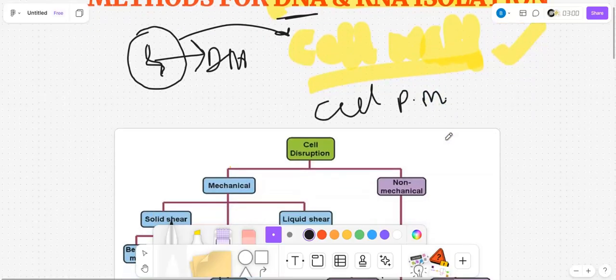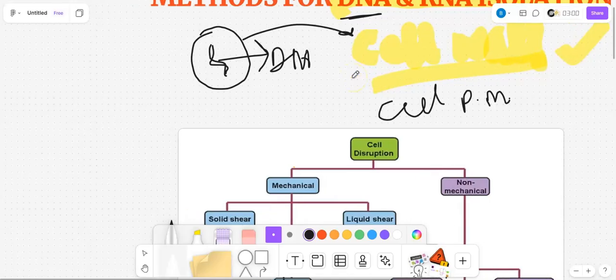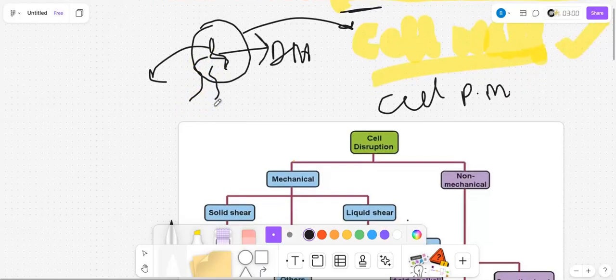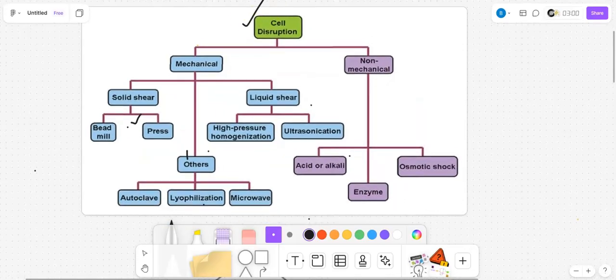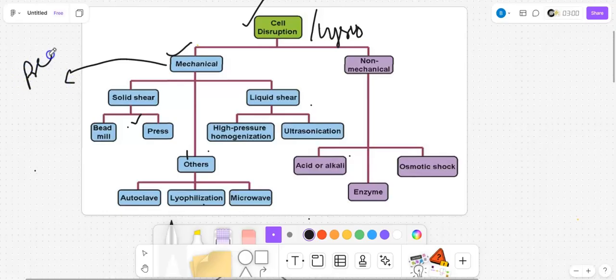So initially, if you want to take this DNA out, we have to lyse this. We have to break this cell. To break the cell, we have a number of techniques. Cell disruption or cell lysis has different techniques. Cell lysis can be done by mechanical or non-mechanical methods. Mechanical means by putting up pressure; pressure build-up on the cell will cause breakdown of the cell.